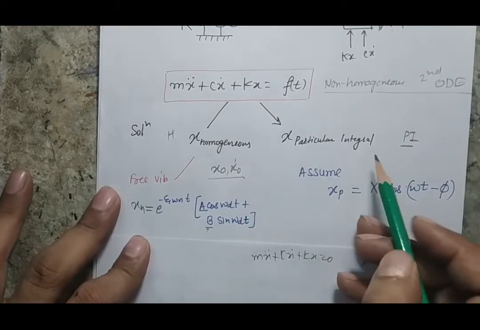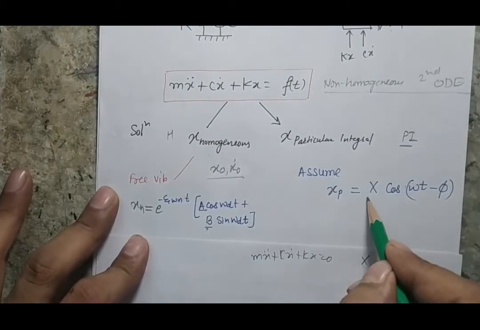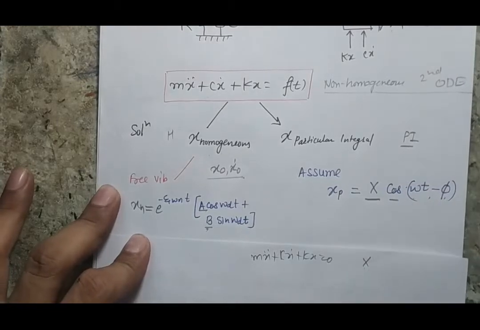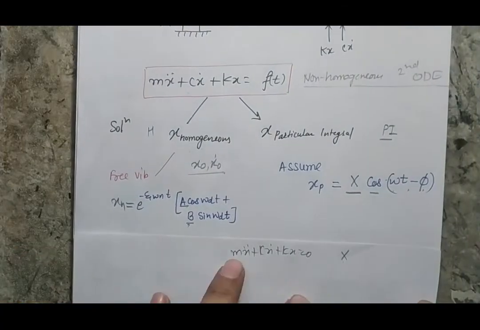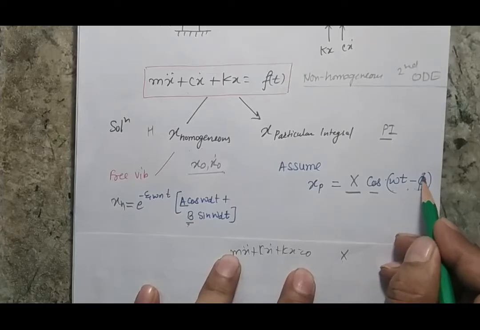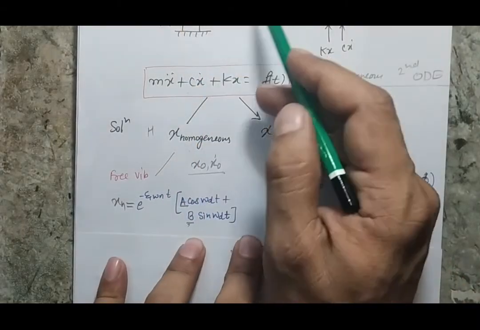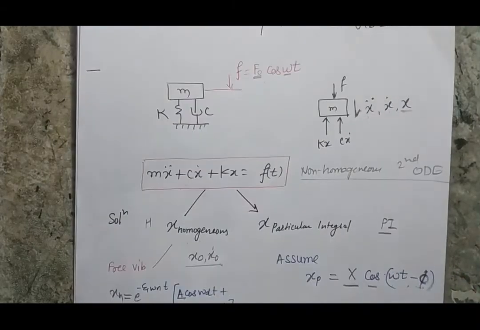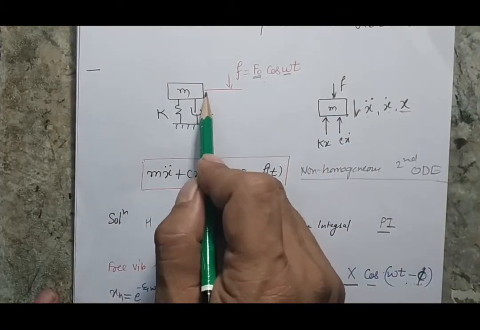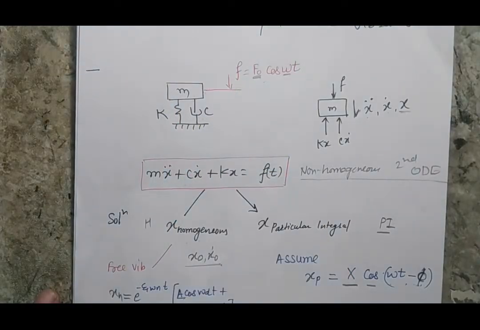For the particular integral part, as I said, I have to assume one harmonic solution, and you can see that I have assumed the harmonic solution X cos(omega t minus phi). If you recall the forced vibration of an undamped system, there I considered cos omega t, whereas here I have included one phi. And why have I included this phi? Because I know that when there is damping, the force and the displacement will not be in the same phase. If we have damping, the phase of the force and the phase of the response of the mass, that means the motion of the mass and the motion of the force, will not be in the same phase.